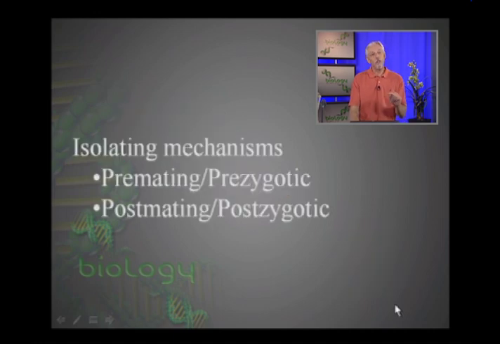So speciation requires what we call isolating mechanisms. These isolating mechanisms are what isolate populations genetically, and we put these into two general categories. One would be premating or prezygotic mechanisms, and the other would be postmating or postzygotic. The idea behind premating or prezygotic mechanisms, as it suggests, is that these would be mechanisms that prevent mating.